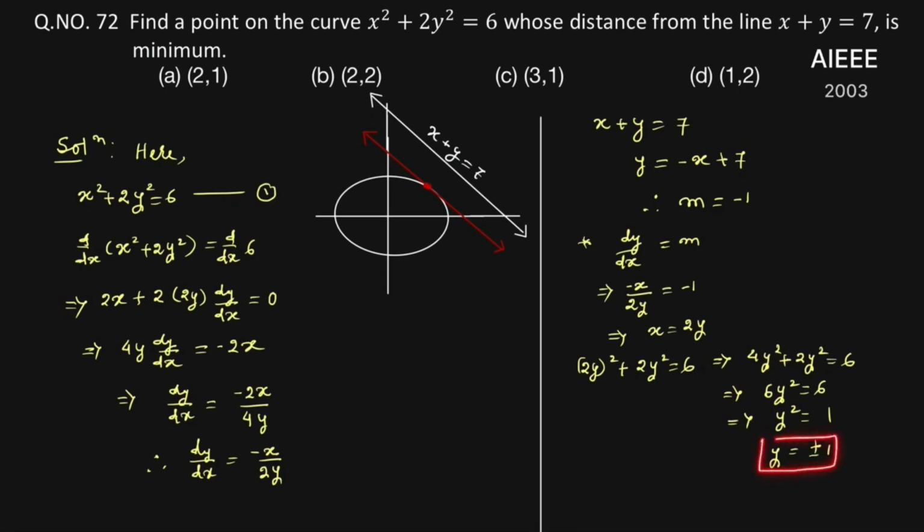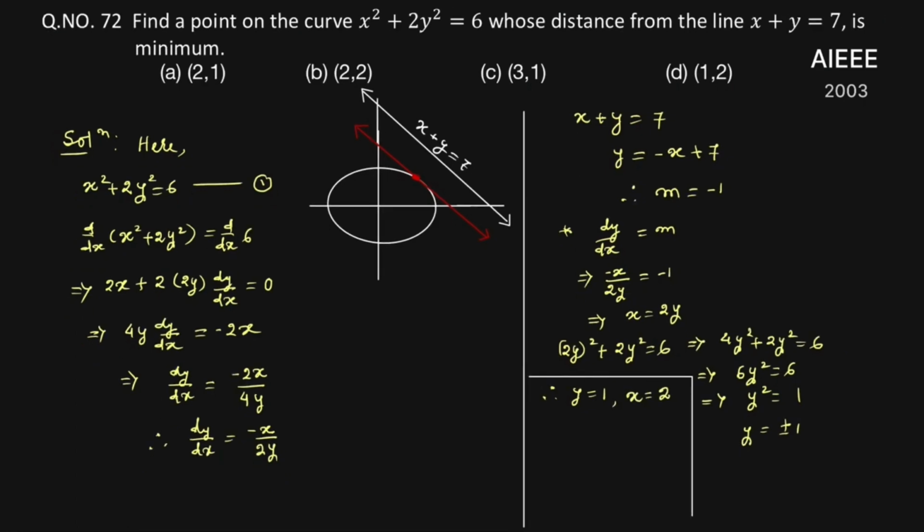From here, we take y equal to 1 because the point lies on first quadrant. Therefore, y equal to 1. When you put y equal to 1 in here, then you will get the value of x, that is x equal to 2. So, required point is 2, 1. This is our answer. So option number A is the correct option.